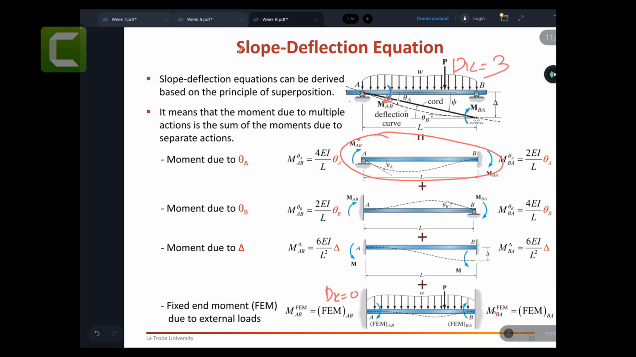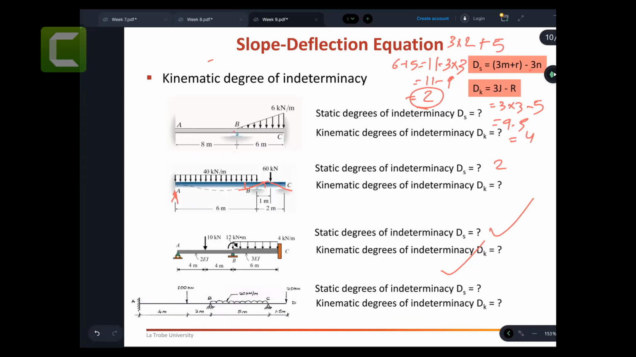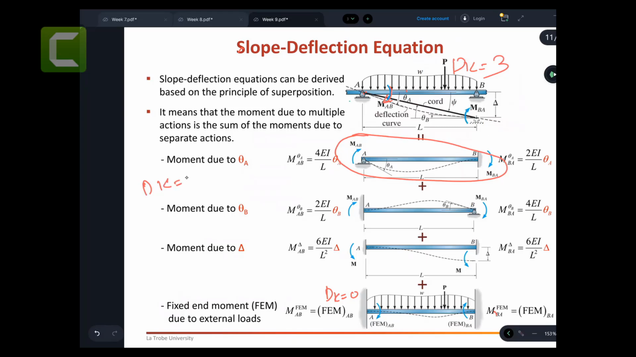Now, can you please tell me the kinematic degree of indeterminacy for these ones? And by the way, the equation for kinematic degree of indeterminacy is 3j minus r. So can you please tell me, you tell me dk equal to 0 here, and I'll explain the story as well. Now, can you please tell me the kinematic degree of indeterminacy for that second one? That is theta A. That one is saying that theta A is allowed. So total 3 degrees of freedom. So dk, kinematic degree of indeterminacy, is 1 here, which is the theta A.